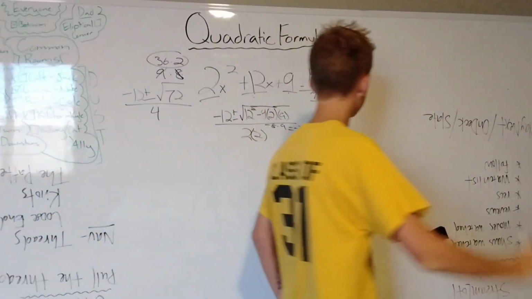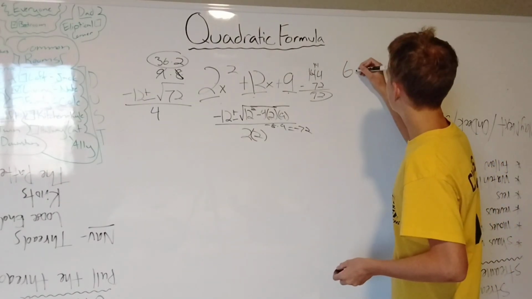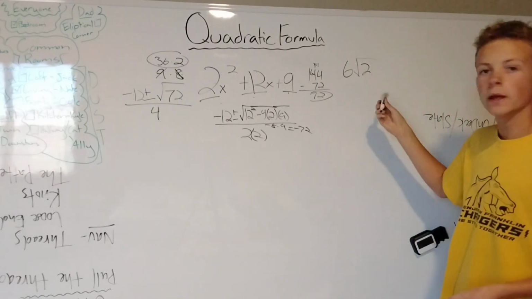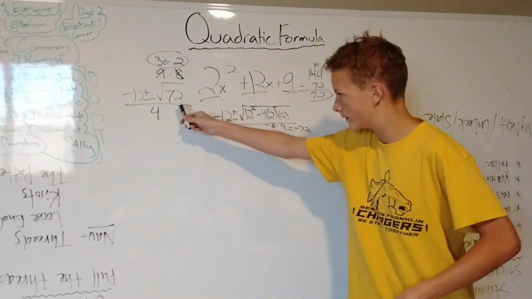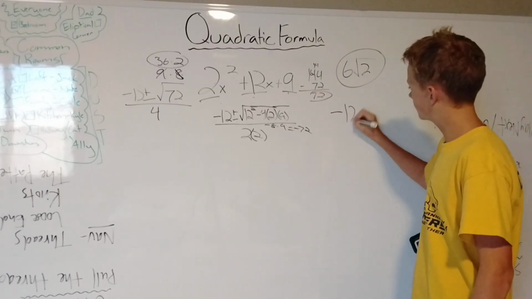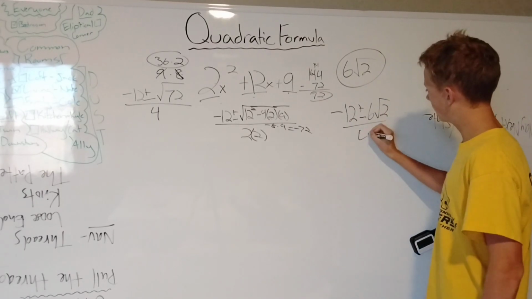So basically, we're going to take the 36, the square root of that is 6, and the square root of 2 is not a pretty number, so we're just going to keep it as square root of 2. And that's the simplified version of the square root of 72, okay? So we're just going to apply that into it. So we're going to get negative 12 plus or minus 6 root 2, all of that over 4, okay?